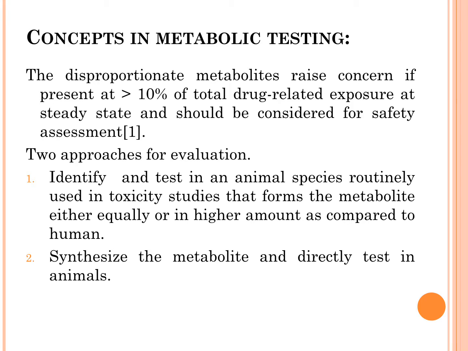This disproportionate metabolite will be evaluated for toxicity studies, and there are two approaches basically adopted for this toxicity evaluation. In one case, the disproportionate metabolite is identified and tested in an animal species routinely used in toxicity studies that forms the metabolite either equally or in higher amount as compared to human. So, identification of a model or animal species in which that metabolite is formed at a level equal to or greater than human is critical in this approach.